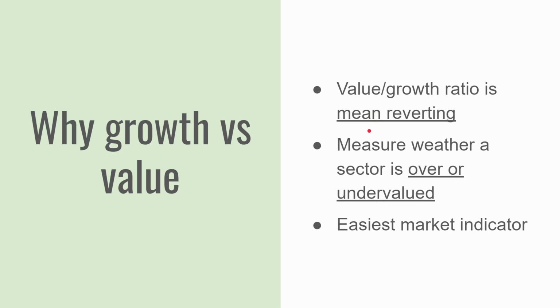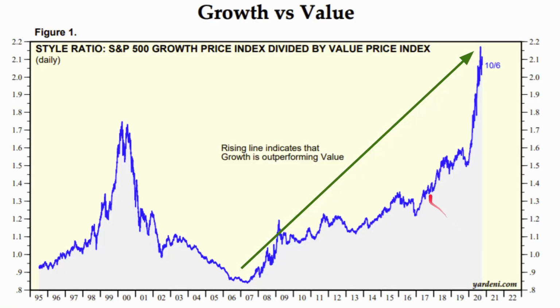Secondly, it's a good measure of whether growth or value is over or undervalued in the markets. And it's the easiest market indicator to look at relative to many other indicators that can be complex, vague, and hard to understand. So we're going to take a look at a few charts here. Starting out, this is the first chart. This is probably the easiest chart to grasp, and we're going to get a little bit more complex from here. So with this chart, what is this chart?